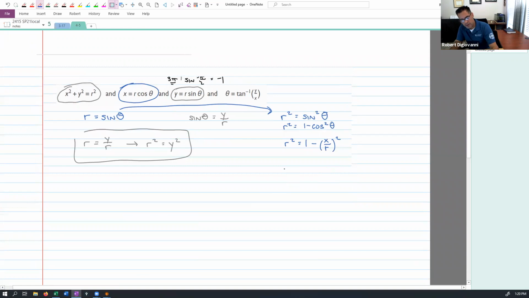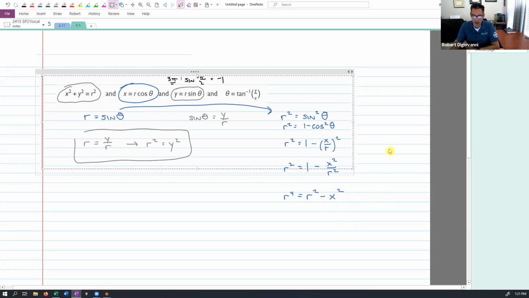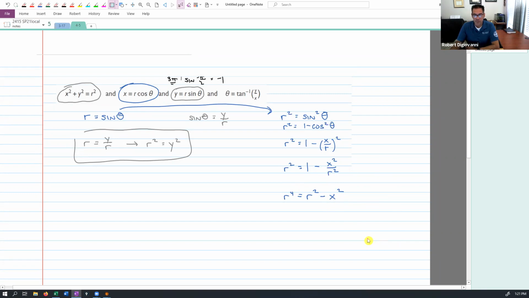Okay, now if we work with this algebraically, this becomes 1 minus x squared over r squared, right? Let's clear the fractions. Let's multiply everything by r squared. Are y'all following me? Kind of.